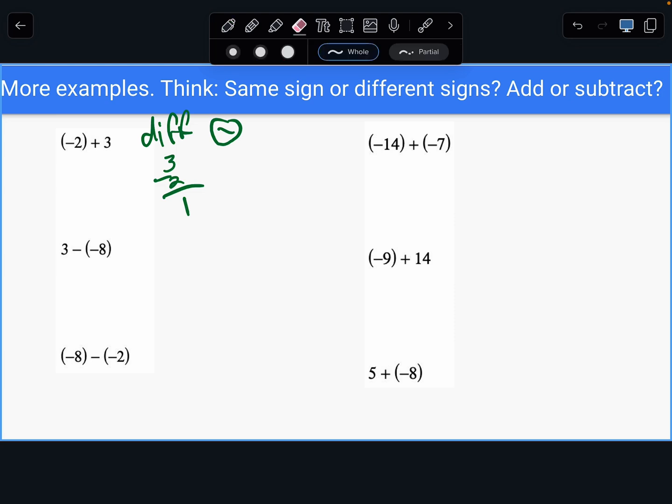Now think, what number is bigger? We see that 3 is bigger. What's the sign of 3? The 3 is positive, so that means our answer is positive.